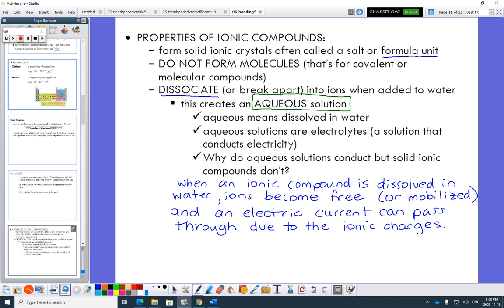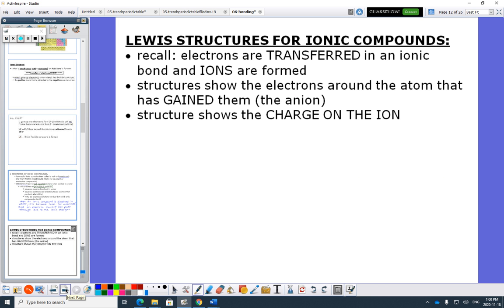Okay. So we're going to use Lewis structures to represent ionic compounds. Remember, Lewis structures are valence electrons only, so we're not concerned about the inner electrons. When you have an ionic substance, its Lewis structure looks a little bit different from a covalent one.